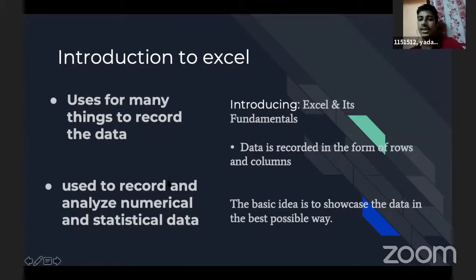You can record the things in a graphical form, and you can showcase the dashboards, you can make the dashboard of the topic. The basic thing we are going to start with is that data is recorded in the form of rows and columns, and the basic aim is to showcase the data in the best possible way, presented in the best possible manner.